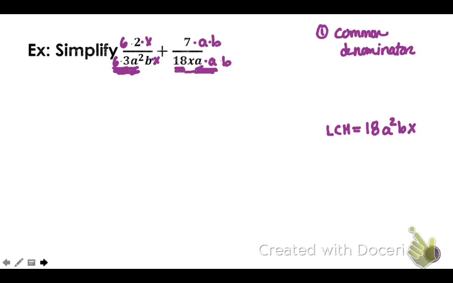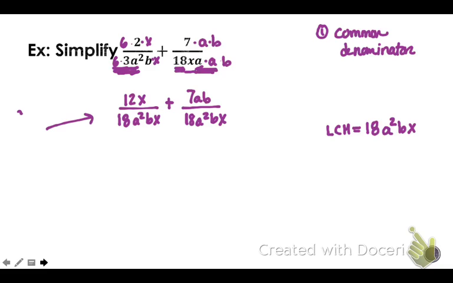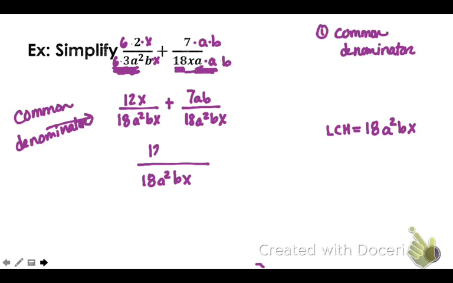So let's take a moment to clean up these fractions. On the left, I have 12x over 18a squared bx, plus on the right, I have 7ab over 18a squared bx. Now we have a common denominator. Once we have a common denominator, we can add or subtract our fractions. So when we're adding or subtracting fractions with a common denominator, we keep the denominator and we add or subtract the numerators. So this is 12x plus 7ab. I end up with 12x plus 7ab all over 18a squared bx.